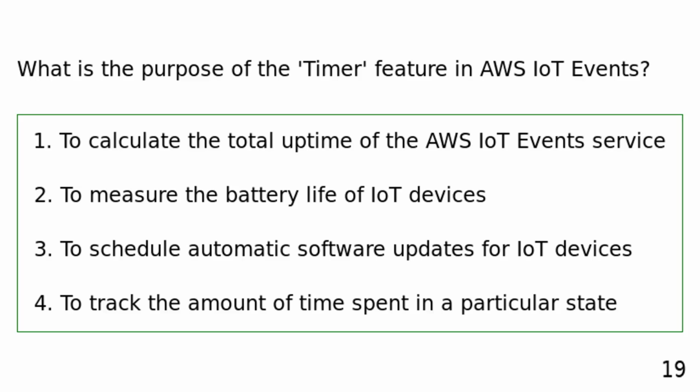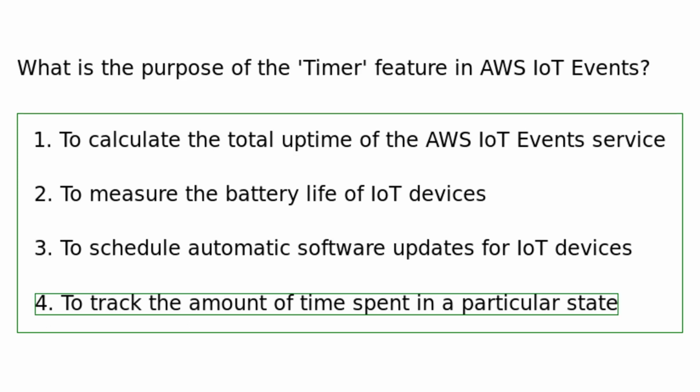To calculate the total uptime of the AWS IoT Events service. To measure the battery life of IoT devices. To schedule automatic software updates for IoT devices. To track the amount of time spent in a particular state.